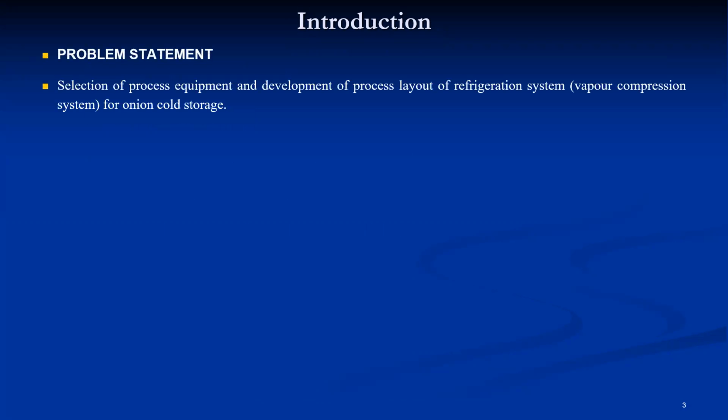So the major problem statement in this part is selection of process equipment. The main system is the refrigeration system, a vapor compression system. So it is selection of various equipments of the refrigeration system and development of the process layout, meaning arrangement of these equipments in the stipulated area of the cold storage, that is the process layout of the refrigeration system for onion cold storage. So this plant we are going to develop for onion cold storage.